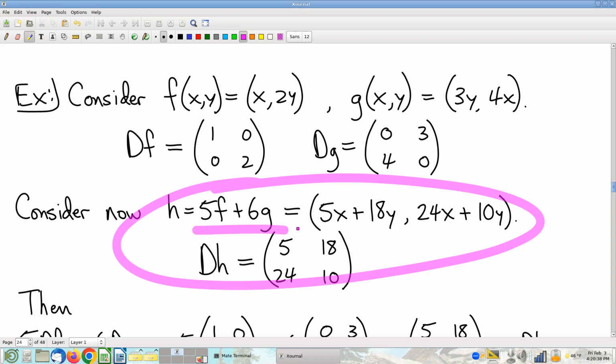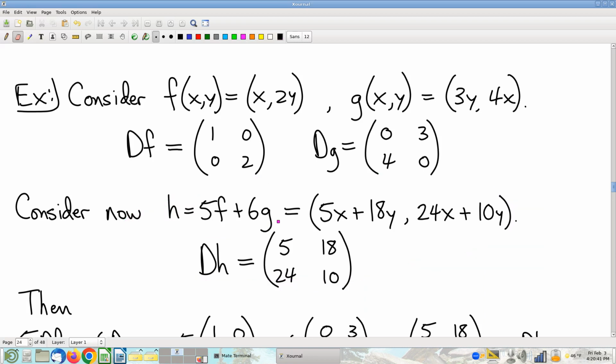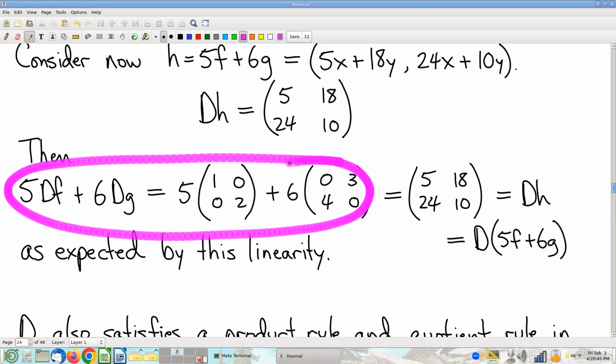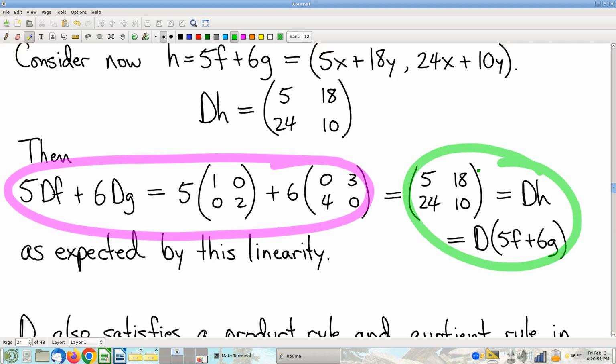Nothing particularly new has happened yet. And then just confirm by the arithmetic that if you take the linear combination of the derivatives themselves, that's exactly the same as the derivative of the linear combination function itself. And again, this arithmetic here confirms what we expect.